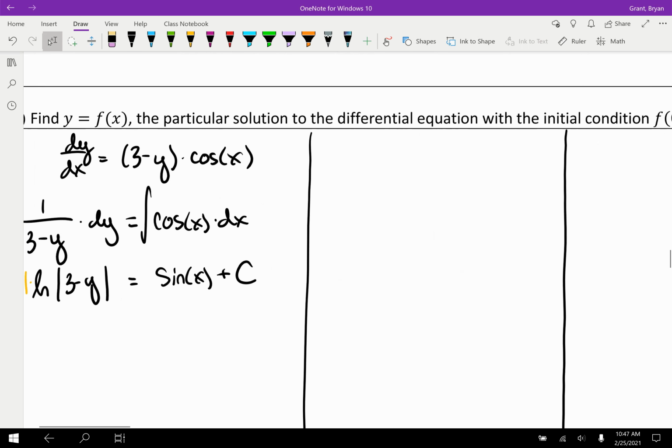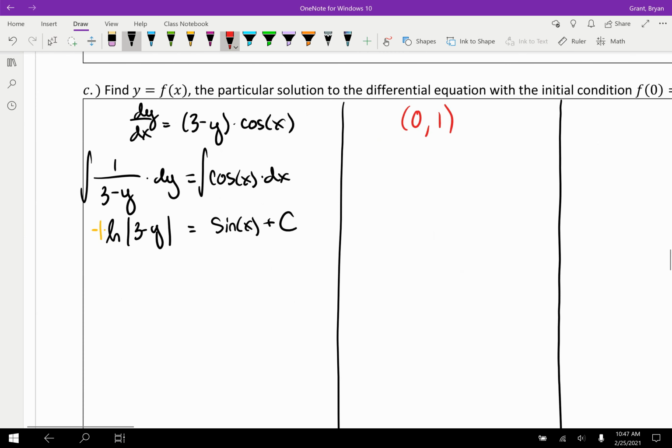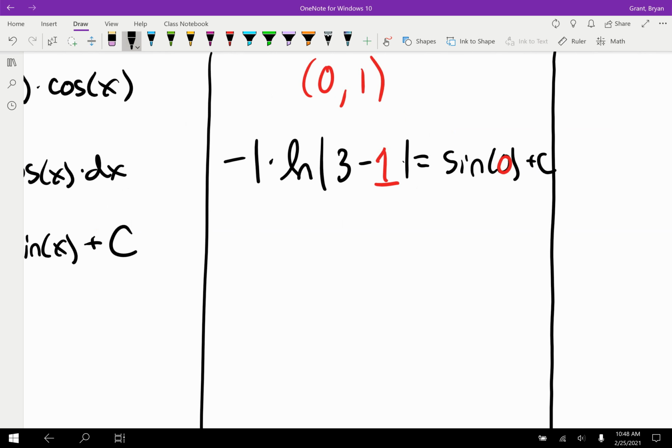but now that we're here, let's go ahead and start working through those initial conditions. 0, 1. 0, 1. All right. Negative 1 times the natural log, absolute value of 3 minus, it'll be 1, equals sine of 0 plus c. So here's my 1, and here's 0. Great. As we clean this up, negative 1 times the natural log of the absolute value of 2.